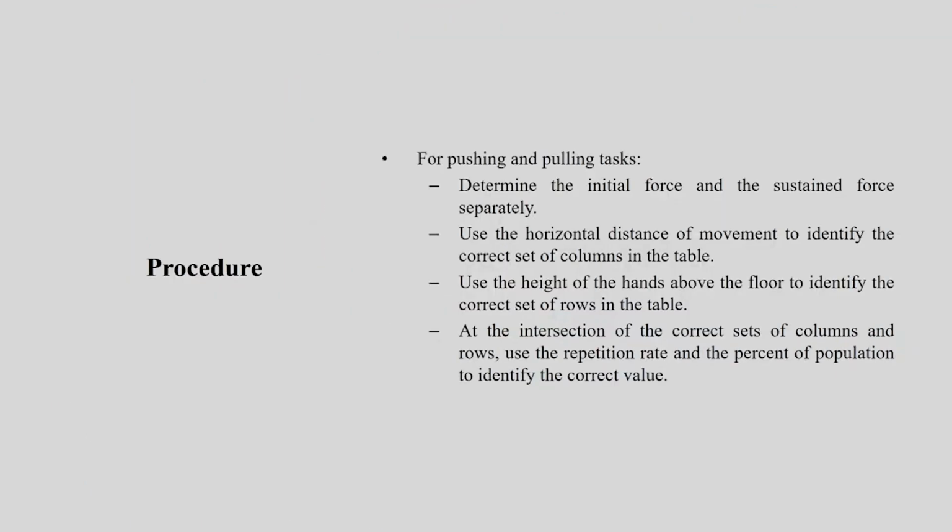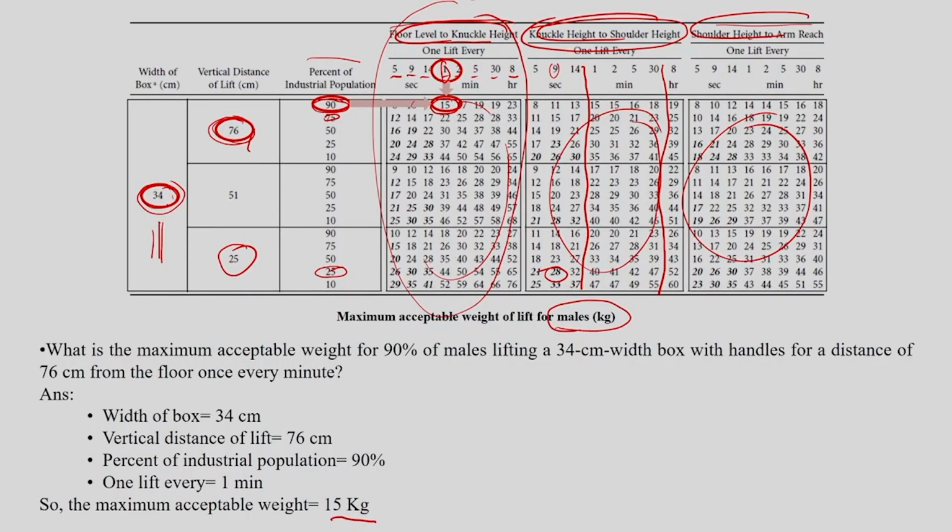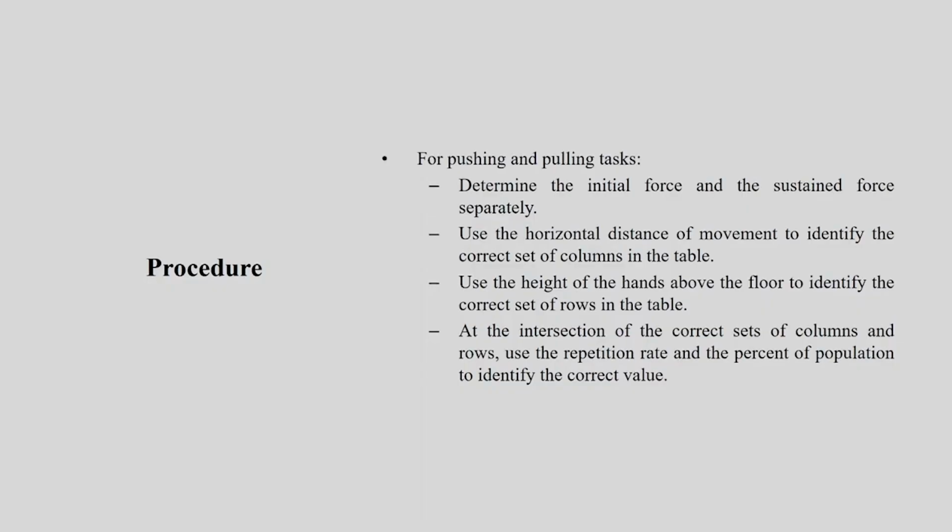So what is the procedure that we are following? This we did for load lifting and load lowering. This is an example for the male population. A similar table is available for female and for other widths of the boxes. Now let us do it for pushing and pulling.